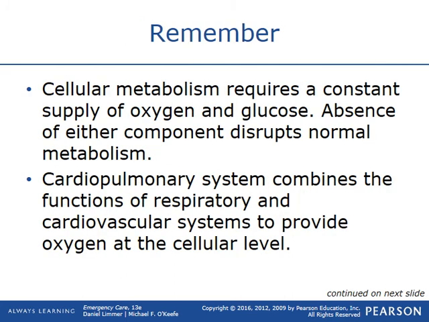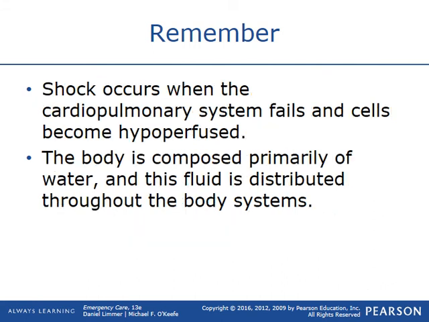Remember that cellular metabolism requires a constant supply of oxygen and glucose. Absence of either of these components disrupts normal metabolism. The cardiopulmonary system combines the functions of the respiratory and cardiovascular systems to provide oxygen at the cellular level. Shock occurs when the cardiopulmonary system fails and cells become hypoperfused. The body is composed primarily of water, and this fluid is distributed throughout the body systems.